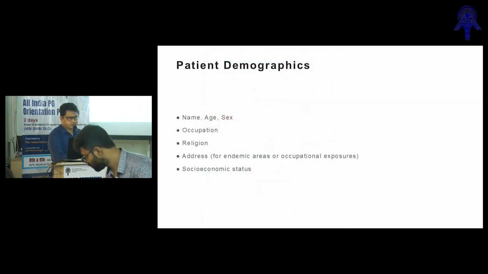So first of all, patient demography. Name, age, sex, occupation, religion, everything has its own importance. Age also matters, as in some diseases appear in an early age group, and some diseases appear in a late age group. Sex also has importance, as some diseases are more predominant in male or female.